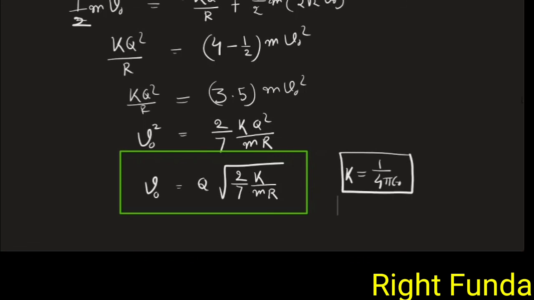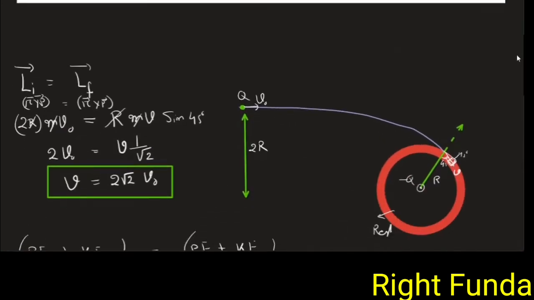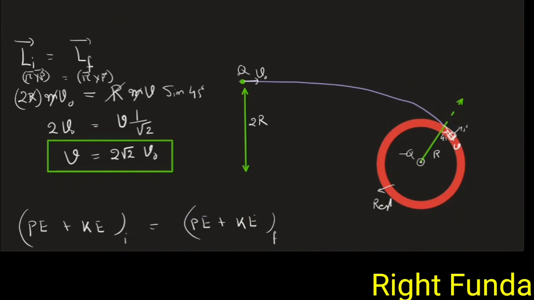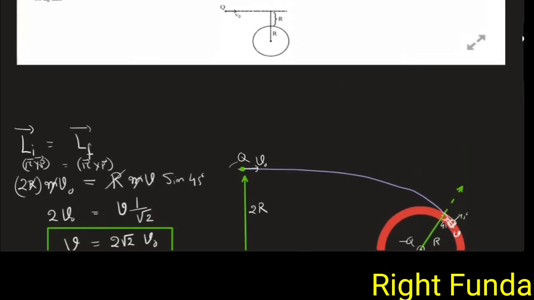So we saw this question. How did we solve it? We applied conservation of energy from this point to this point, and we applied conservation of angular momentum for the system from this point to this point. We got the relation between v and v naught, and we found out what the velocity should be here so that it will be striking at an angle of 45 degrees.